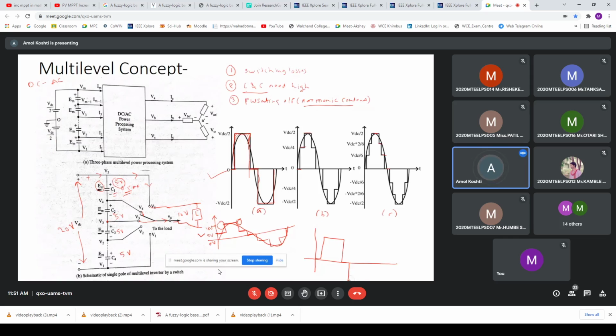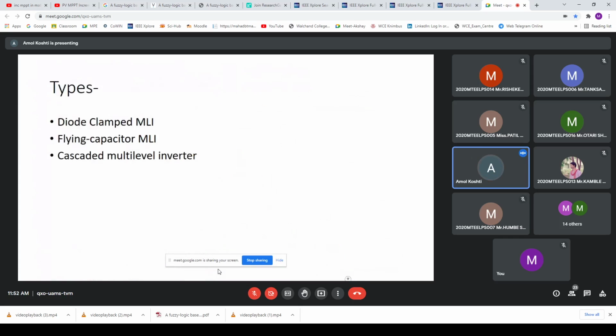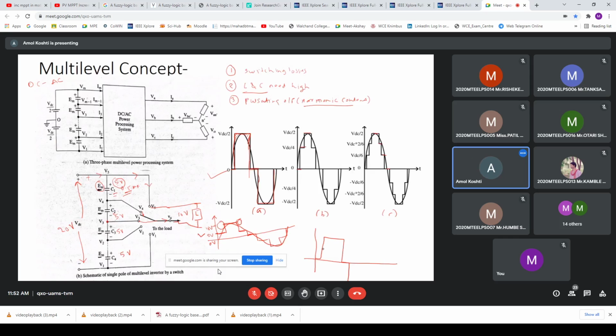This is two level. Let us understand what we are doing here. This is two level, so what we have done is we have chopped this.